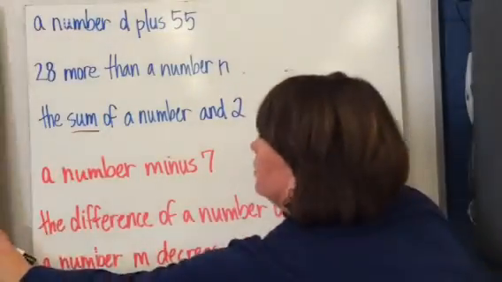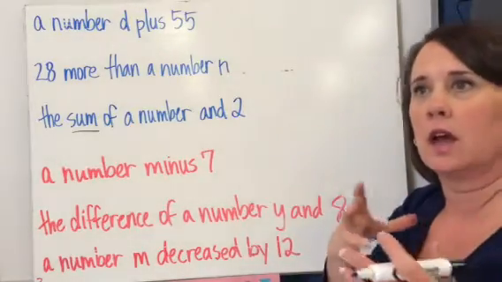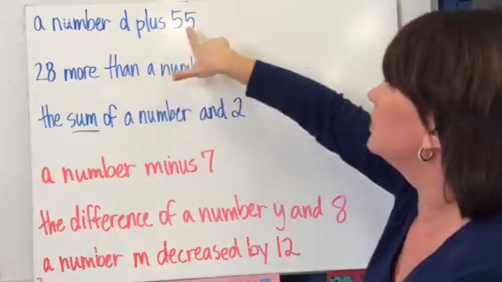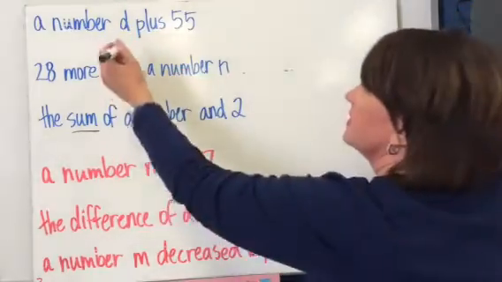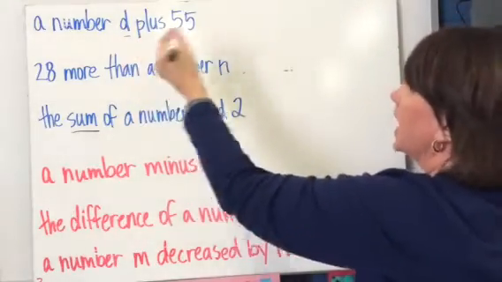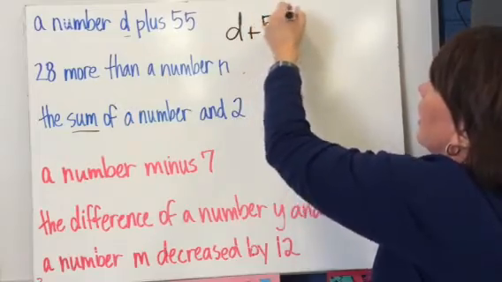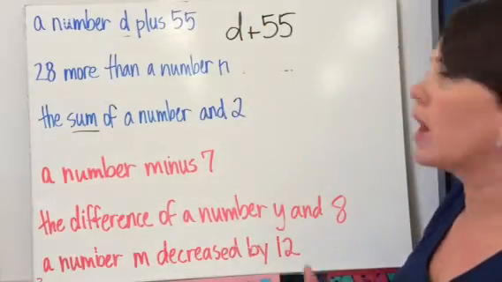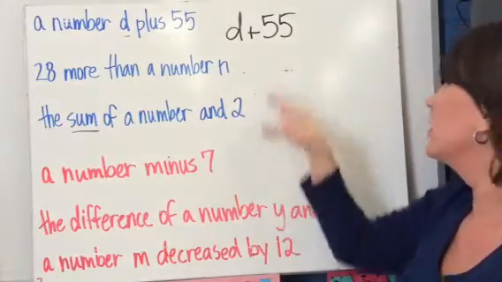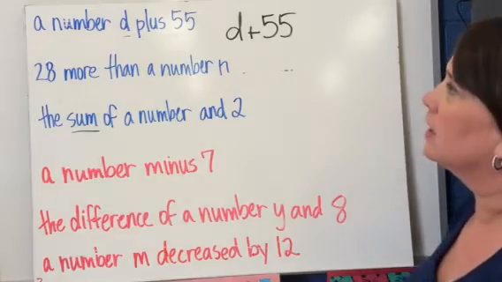So here are some examples of different expressions that we are to write now in symbolic form. A number D plus 55. Well, they're telling us that the number is D, that's the variable, and plus means to add, so I would write this expression D plus 55. Remember, right now we don't know what D equals. That's why we have to be able to write these expressions like this and solve them for different situations. And I'll show some situations towards the end.